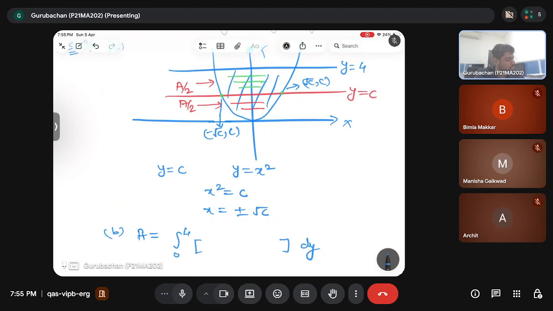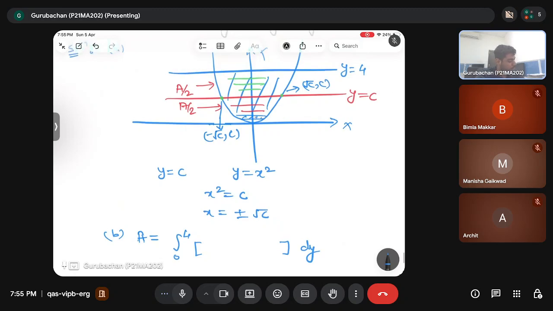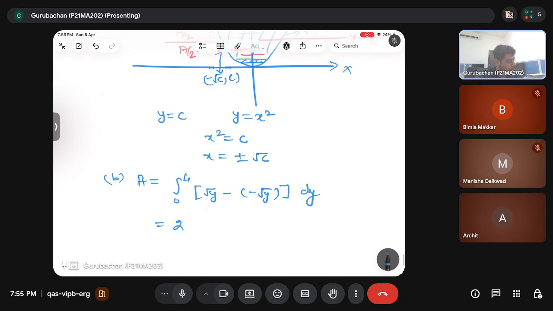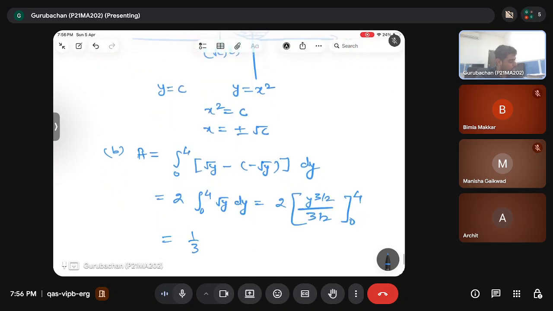We can do this with respect to y, taking this strip. Upper curve is under root y and lower curve is minus under root y. So this will be 2 times the integral from 0 to 4 of under root y dy. So this will be 2 y to the power 3 by 2 divided by 3 by 2, from 0 to 4. This will be 1 by 3, and this will be 2 into 8 by 3, or did I do something wrong in calculation? Is this 8 by 3? No, sir, it is coming to be 24.